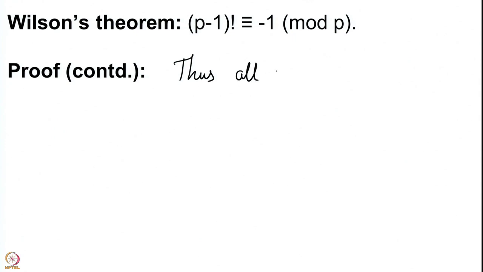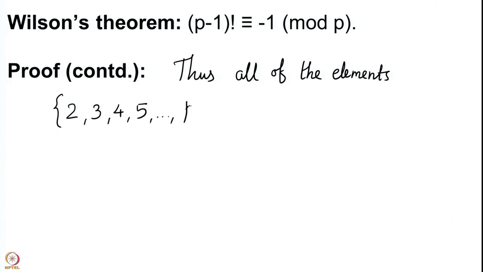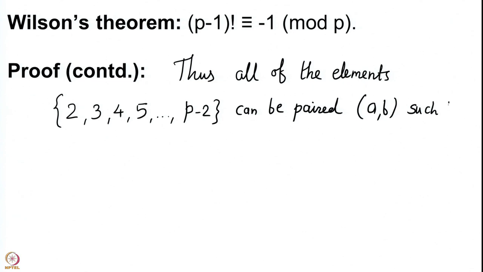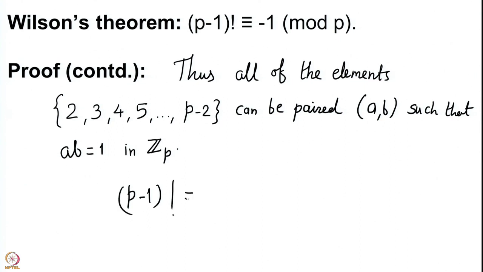Thus, all of the elements, I will not take 1, so I start with 2, 3, 4, 5 up to p minus 2, can be paired a, b such that ab equal to 1 in Z_p, or ab congruent to 1 modulo p. So when I take the product, p minus 1 factorial, this is 1 into 2 into 3 and so on up to p minus 2 into p minus 1.